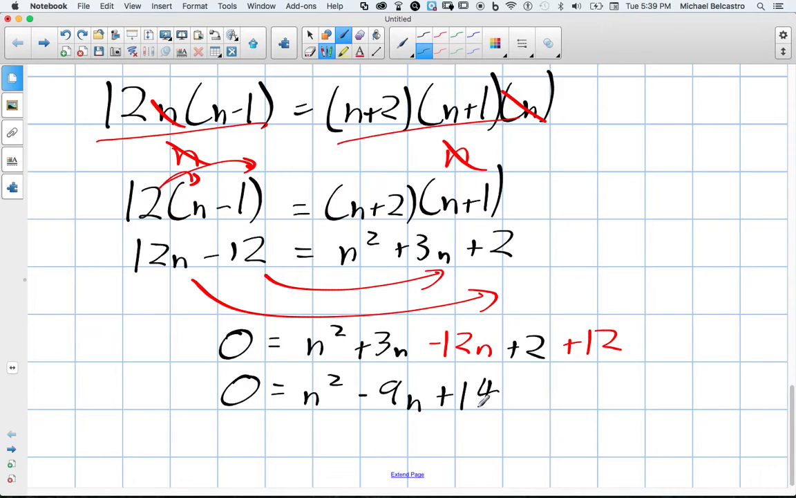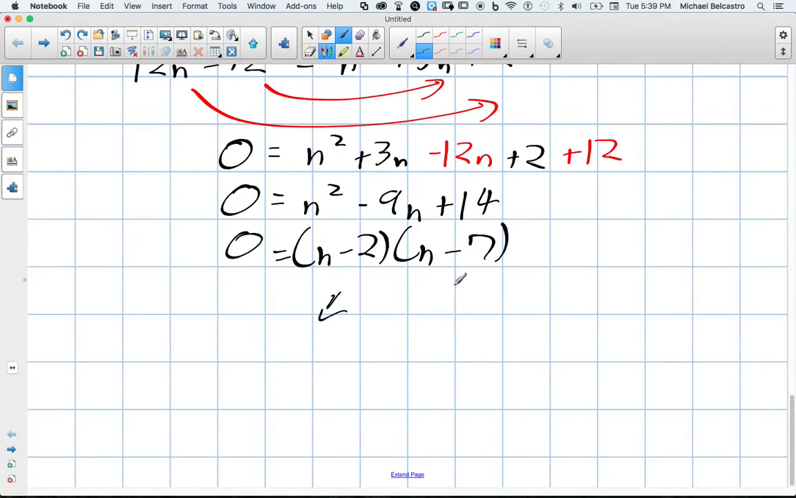Okay, so now we've got to do some product and sum factoring. Two numbers that multiply to 14: 7 and 2, both negative. Yeah. So we need n minus 2 times n minus 7 is equal to 0. We set both of those equal to 0, so it's 2 or 7. Yeah, so 2 possible answers. N is equal to either positive 2 or n is equal to positive 7.